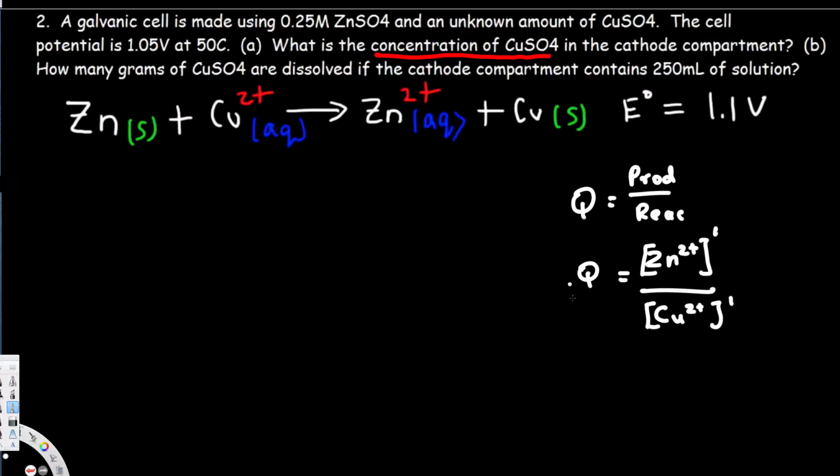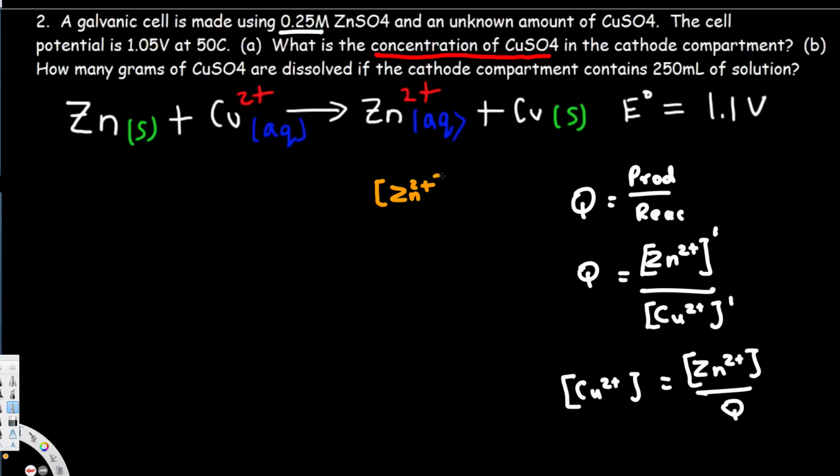Now let's rearrange this equation. Cu2+ is going to be equivalent to Zn2+ over Q. Now we have the Zn2+ concentration, that is the ZnSO4 concentration, that is 0.25. Let's put that one as a note. So here we have Zn2+ concentration, that is equivalent to 0.25 mole per liter.